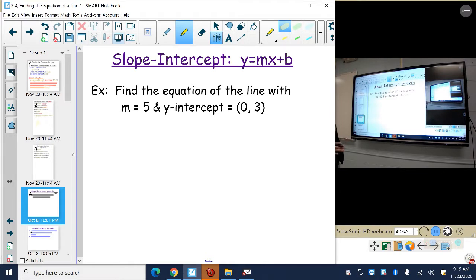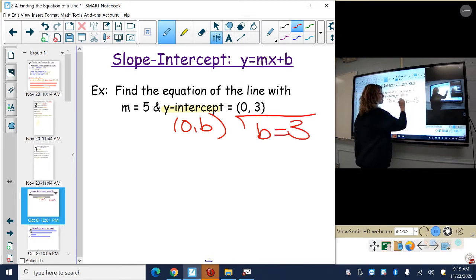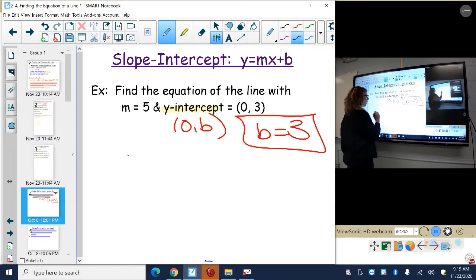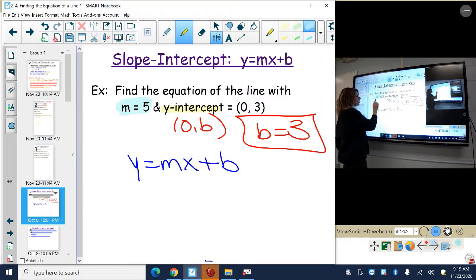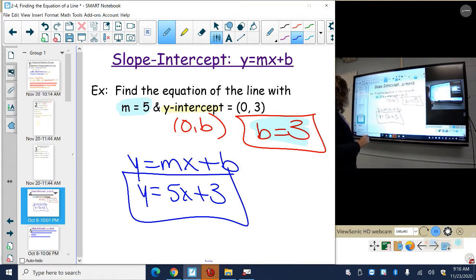And it says to find the equation of the line with m equals 5 and your y-intercept is 0, 3. Now what I need your brain to understand is this word right here, y-intercept. The y-intercept is the ordered pair 0, b. So if 0, b is your y-intercept and I have 0, 3, this implies that b is 3. Do we understand that? That's super important that your brain grasps that. Because whenever I go to write this formula, now I am given my slope and my b, and I simply plug it in. Y equals 5x plus 3. There's your equation. Okay?